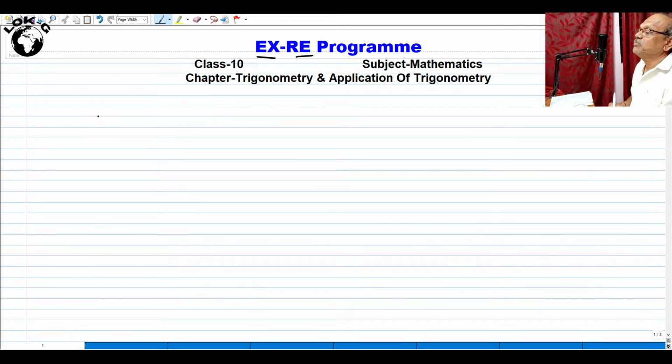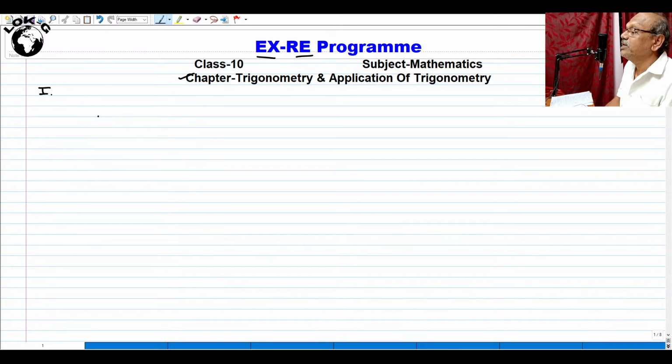In the last period, we saw a paper. Today, I am here to revise quickly the two chapters, very important chapters. One is trigonometry and the other is application of trigonometry. I have a model paper with me. Before we solve the model paper, let me revise quickly the important points in the chapter.